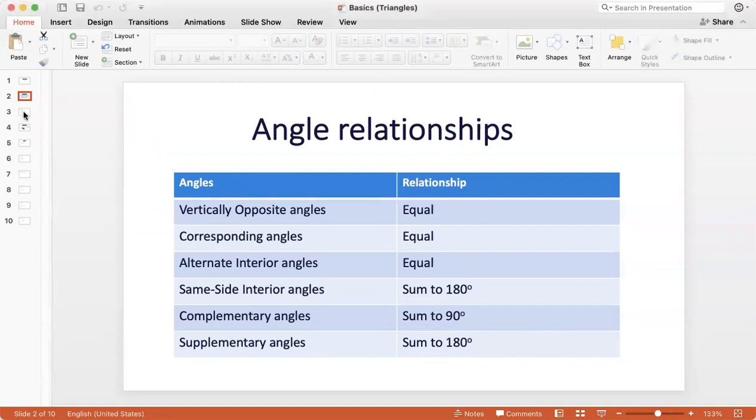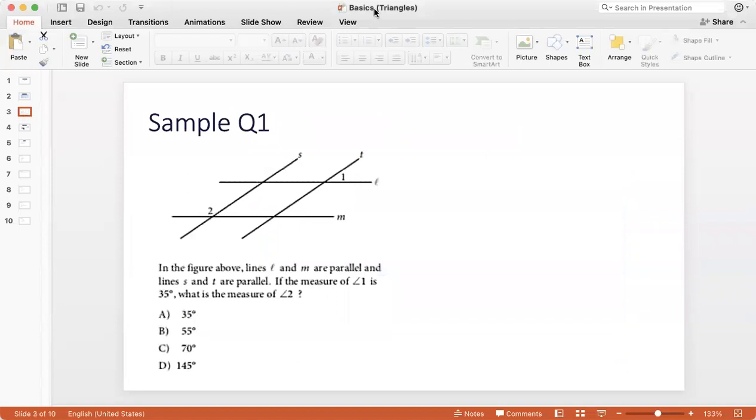Okay, so let's do this sample question. In the figure above, lines L and M are parallel and lines S and T are parallel. If the measure of angle 1 is 35, what is the measure of angle 2? Okay, so this is 35, right? And since these two lines are parallel, this also is 35, right?